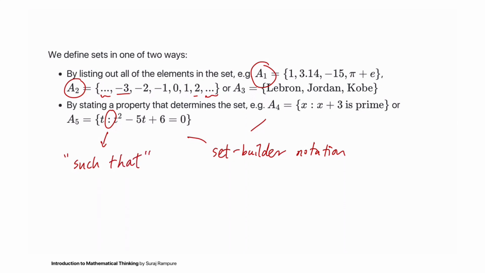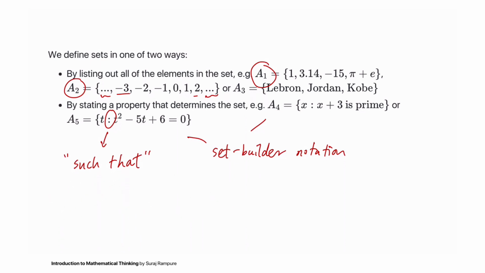And we can also replace this colon with a vertical bar. So another way we could define A5 is by writing t vertical bar, t squared minus 5t plus 6 is equal to 0. So what this should remind you of in terms of programming is list comprehensions, right?